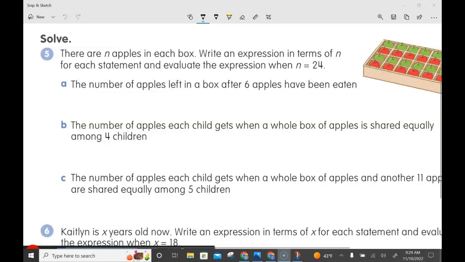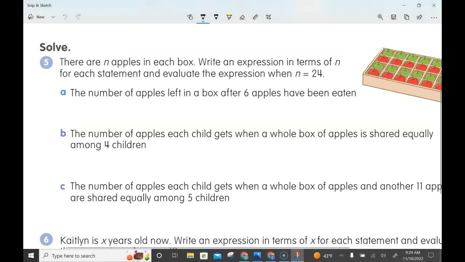Okay, so what we have here for letter A, the number of apples left in the box after 6 apples have been eaten. So what we do is we take the apples in the box, n, and subtract 6 from it. Why 6? Because that's how many have been eaten. Now we understand n equals 24, so that would equal 24 apples minus 6 that have been eaten. All right, so after we have that, we would have 18 apples left over.